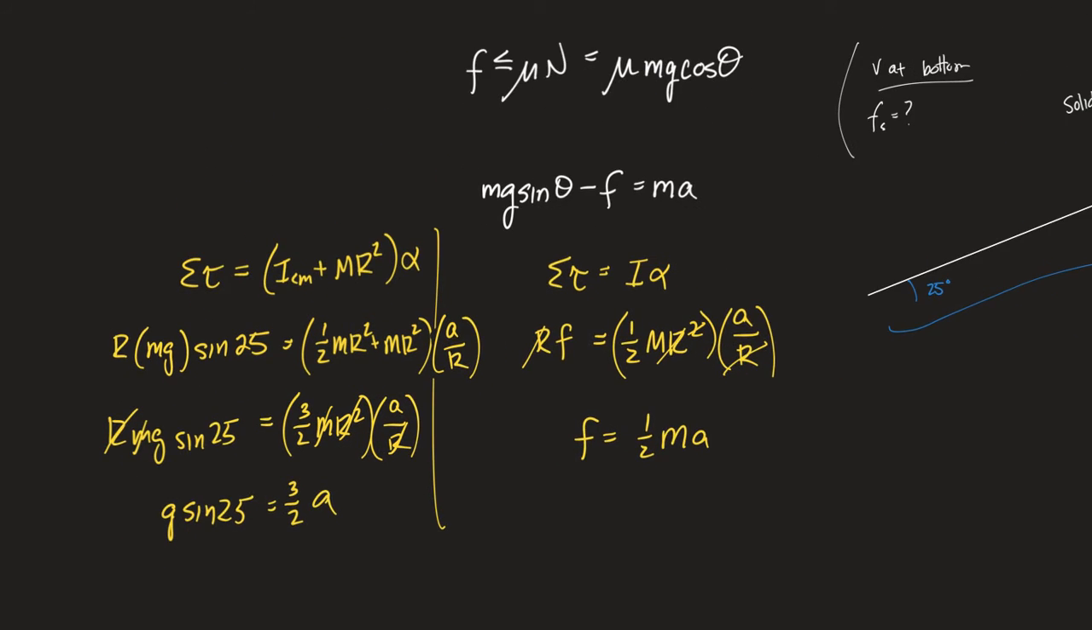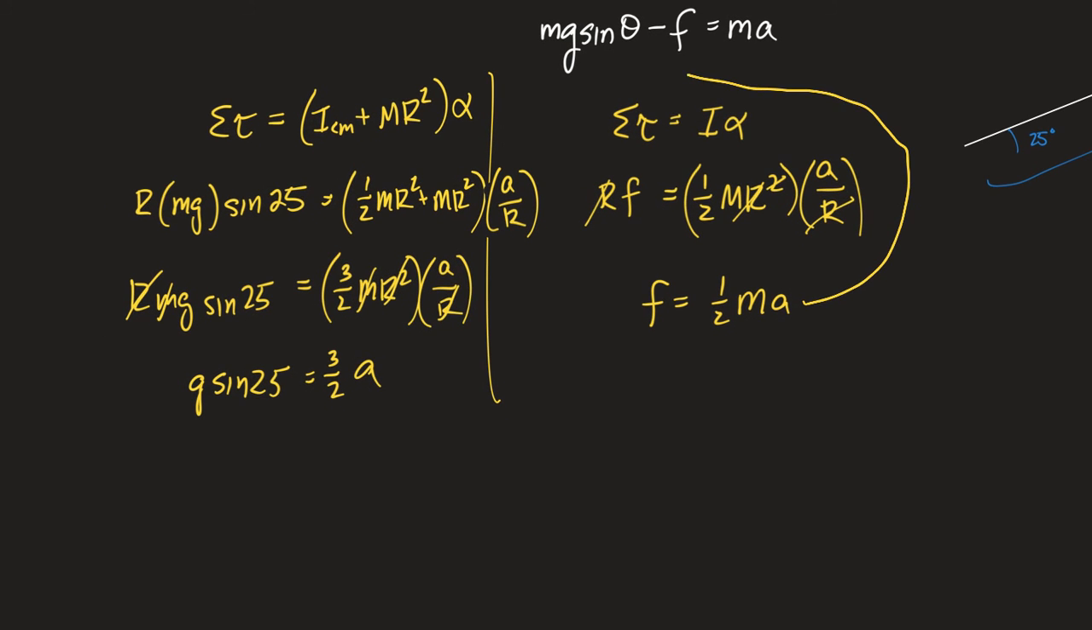Now, where can I put this? I'll put this right here. If you substitute this here, you get mg sine theta minus 1/2 ma equals ma. Add that term to the other side, cancel out the m's, and I get g sine theta equals 3/2 a.